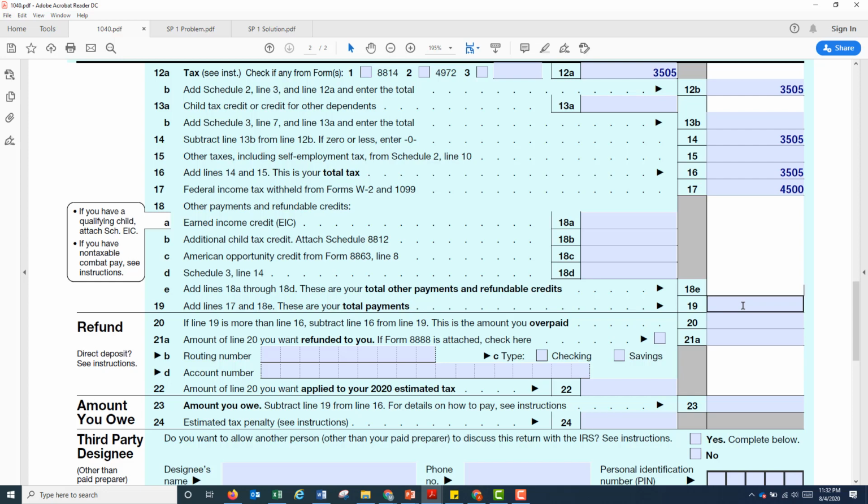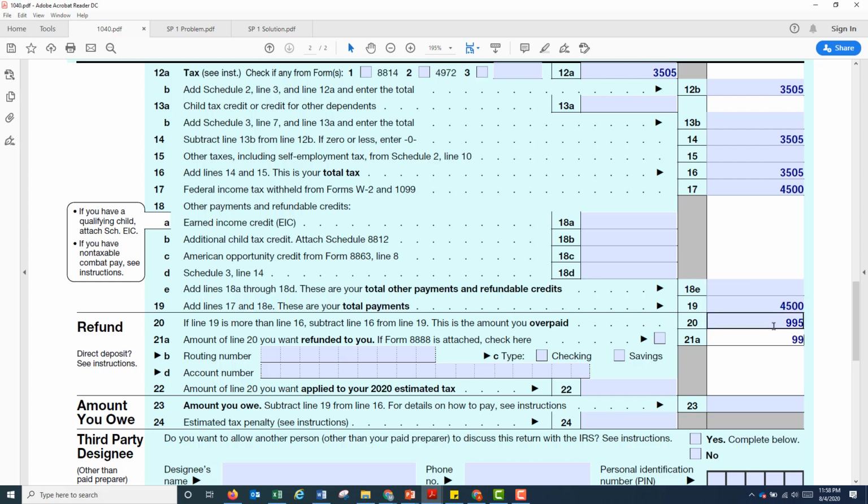Line 19, total payments. It's line 17 plus the credits in line 18E. No credits, so line 19 is 4,500. That's our tax prepayment carried down from line 17. Line 20 compares line 19 and line 16 to see how much was overpaid, and that's $995. Line 21, the amount that you want refunded to you.